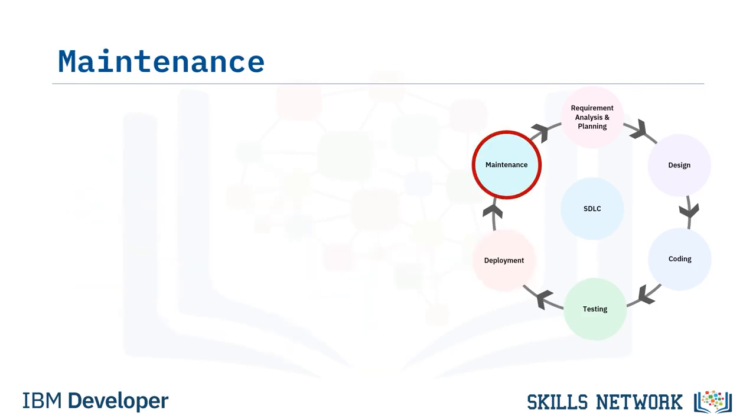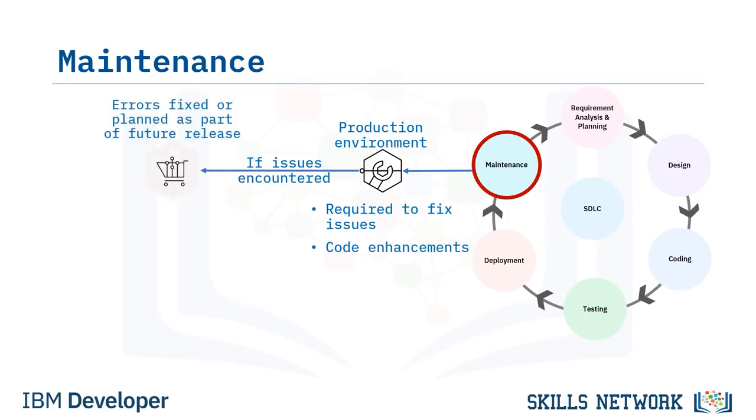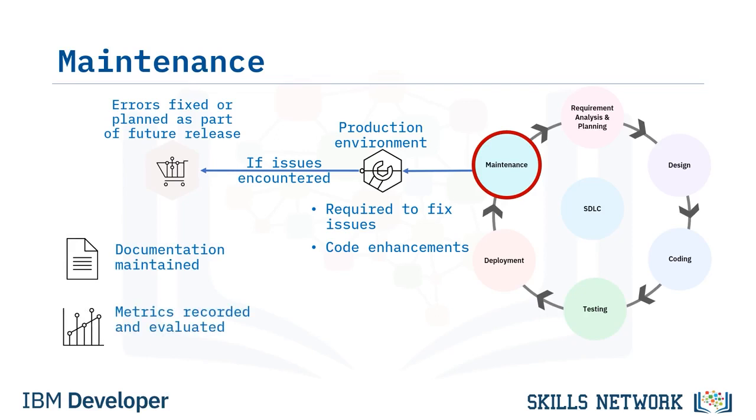The maintenance phase, once the code has been deployed into the production environment, is required to fix any issues as they come up, or to enhance the code as needed. If bugs are discovered in this phase that were missed during testing, then these errors are fixed or planned as part of a future software release. At each phase of the SDLC cycle, documentation is maintained and metrics are recorded and evaluated for compliance.